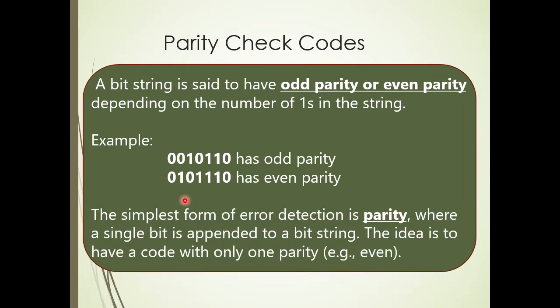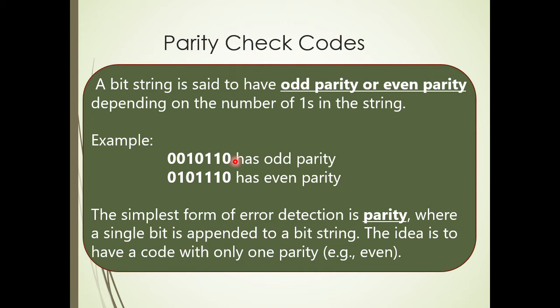The simplest form of error detection is parity, where a single bit is appended to a bit string. The idea is to have a code with only one parity. So in parity check codes, the sender and the receiver agreed on using a single parity, say for example, even. So to produce an even parity check code word, we append one bit on each of our code words so that all of our code words will be of even parity.